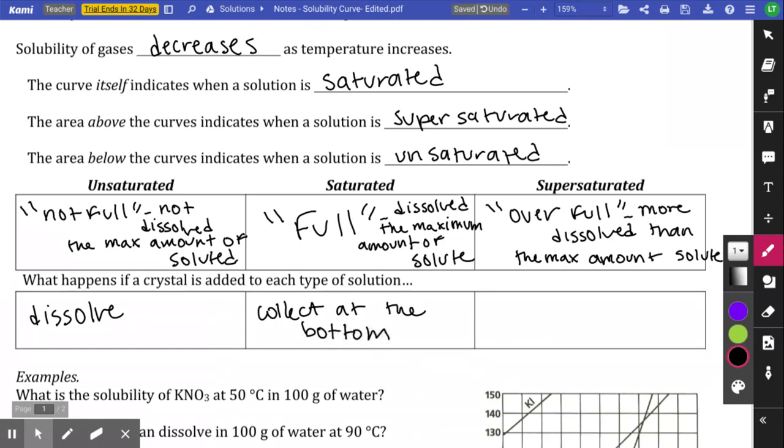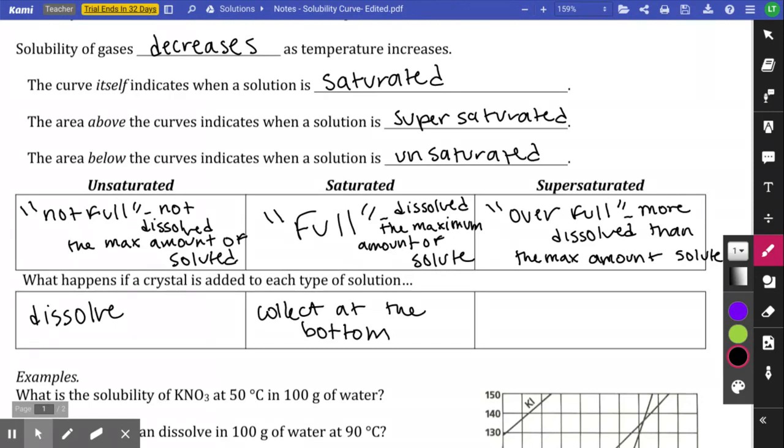So adding stuff to the bottom does not make it a supersaturated solution. So like having sugar at the bottom is not a supersaturated solution. That is a saturated solution with undissolved solute at the bottom. It's not supersaturated if it's collected at the bottom. It's only supersaturated if it is actually dissolved. So it will basically just collect at the bottom if you added more.